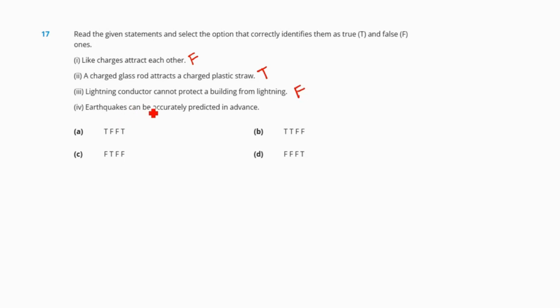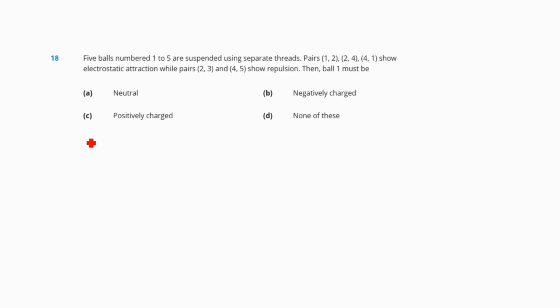And 4, earthquake can be accurately predicted in advance. See, actually the risk zones of the earthquake can be predicted. Okay, but the intensity and the accurate prediction of earthquake in advance is difficult and it is rare. So we will take this as a false statement. So our correct answer is option number C.